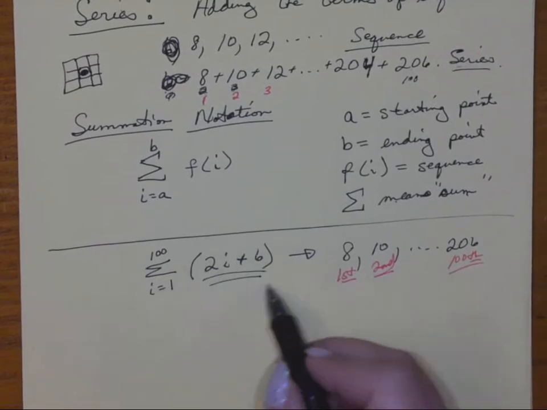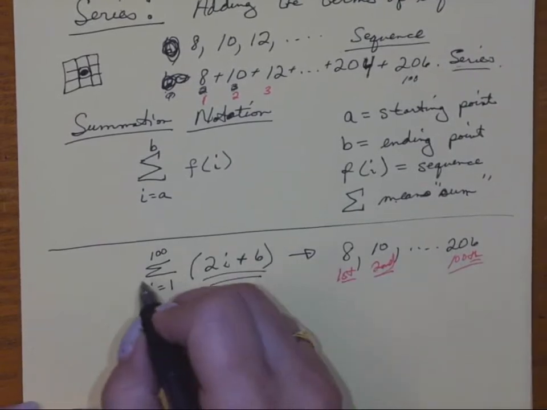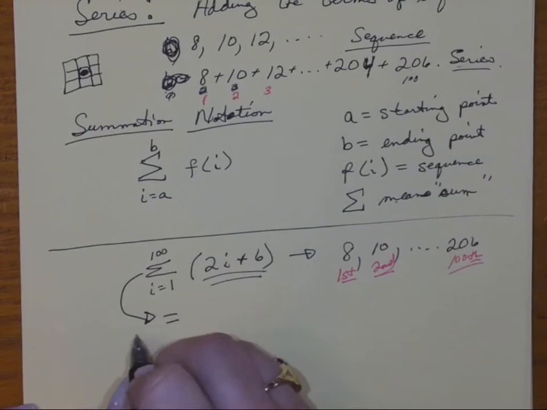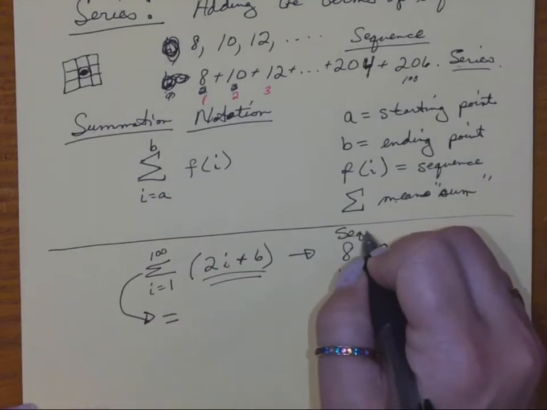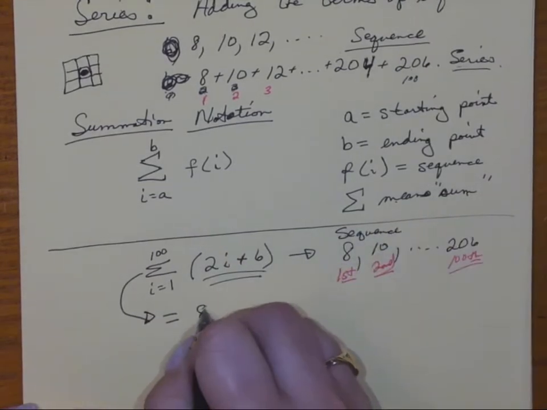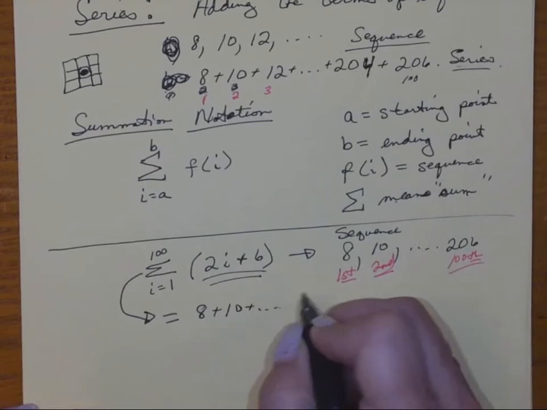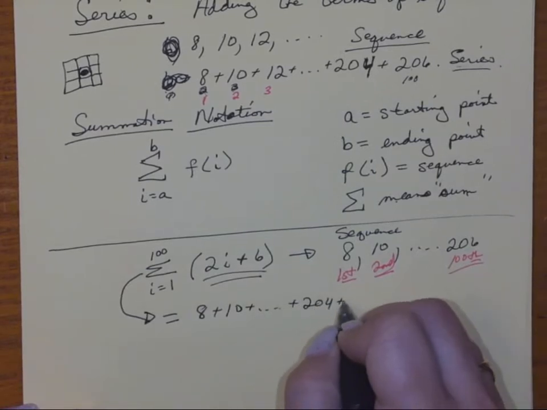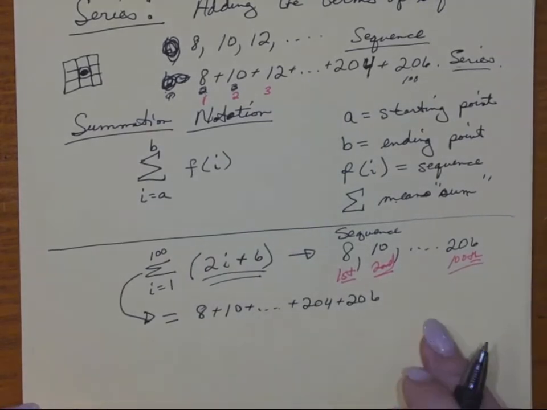So I know that this is generating the sequence, but the series is going to look like 8 plus 10 plus dot, dot, dot, plus 204 plus 206. And I'm going to add all those up. And it would be nice if I didn't have to actually punch all that in my calculator, say 8 plus 10 plus and so on.